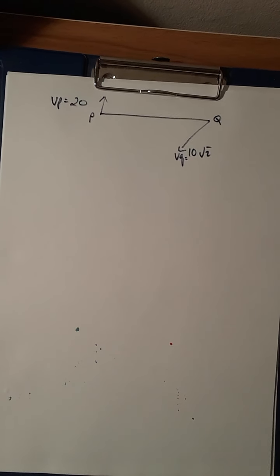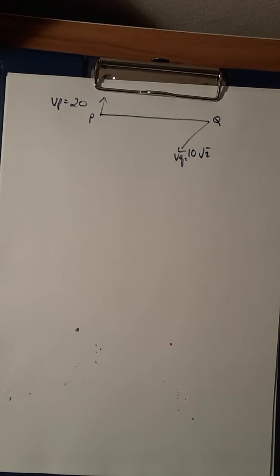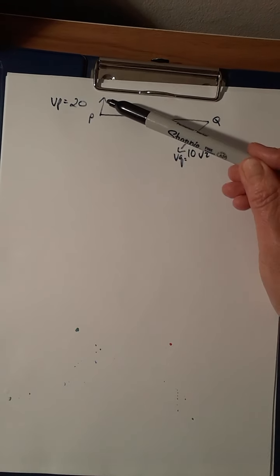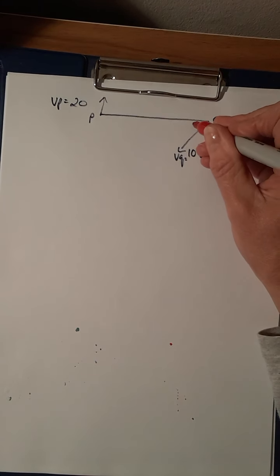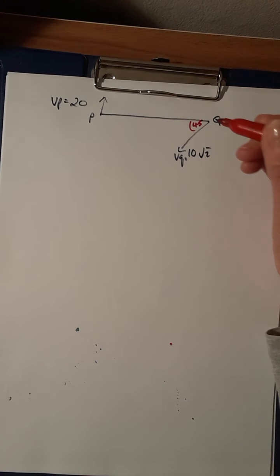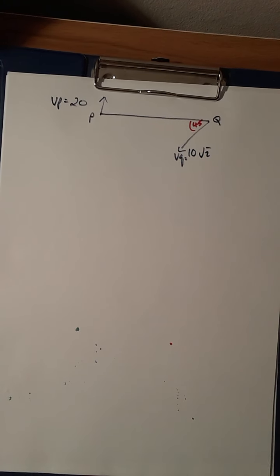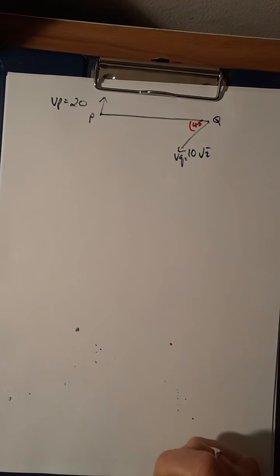So now question 4 on the sheet. We're told that the ship P is moving north at a constant speed of 20. So that's this one. And Q is moving southwest at a constant speed of 10 root 2. If it's moving southwest, that's telling me that this angle here is 45 degrees. At a certain instant, P is positioned 50 kilometres due west of Q.